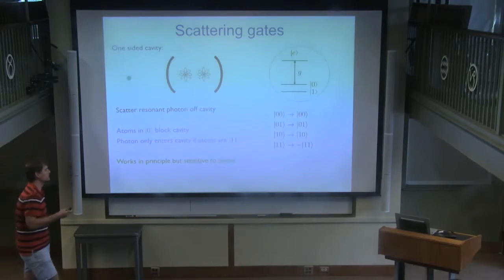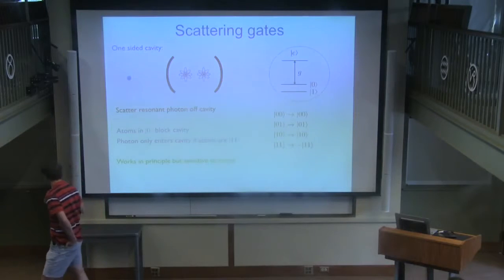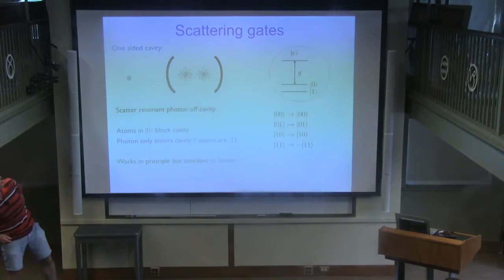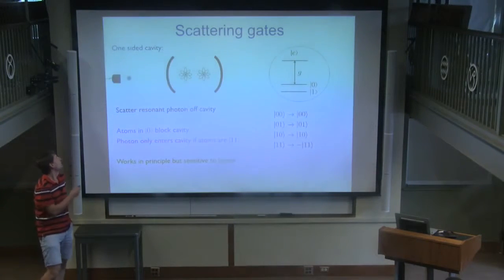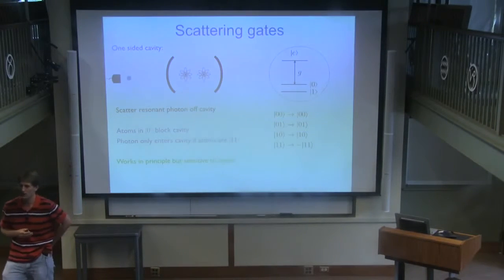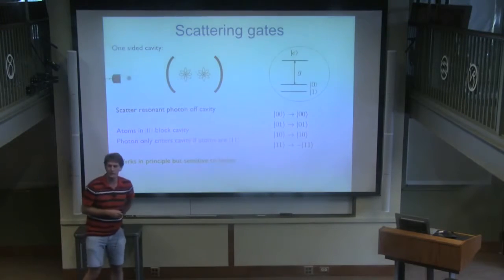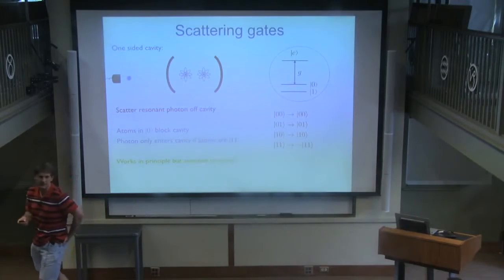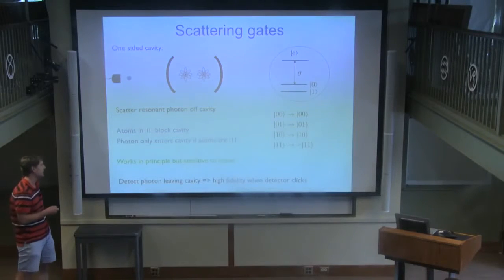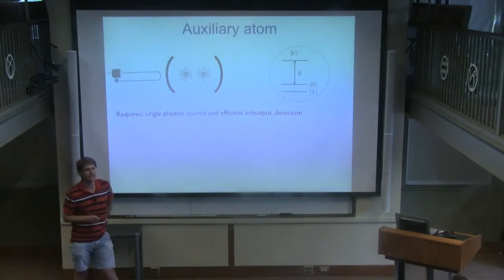Okay, this works in principle, provided that you have no losses. But Lu-Ming and Jeff had a proposal for how to fix this. You put a cavity detector here, and you detect: did the photon go out? The detector goes click, and then you are pretty sure that it actually worked pretty well. So a very nice idea, and this is what we're going to copy. Just make a slight change of it.